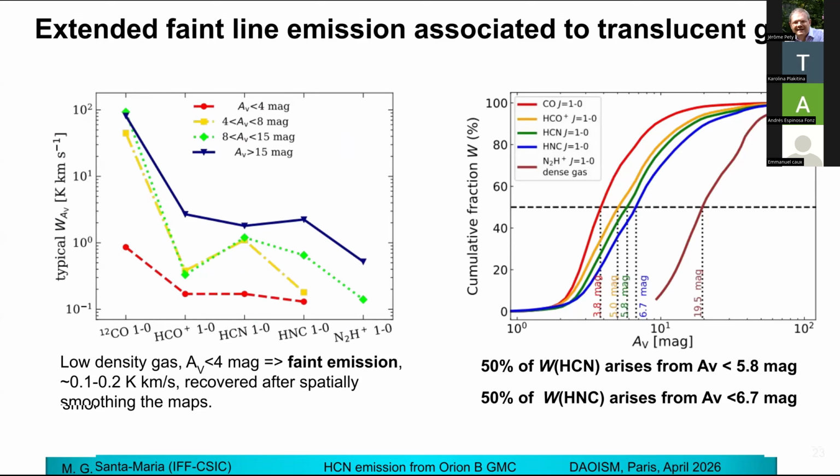Then, to do a similar exercise to the one done for the LIGO project, what we see is that for ORION-B, the characteristic extinction for HCN, the green one, is around 5.8 magnitudes. I think before, Jens Kaufman said that they found in ORION-A, I think it was, an extinction of 6.1 magnitudes, so it's kind of similar as well. So 50% of the total intensity of HCN is associated with gas at lower extinction than 5.8.